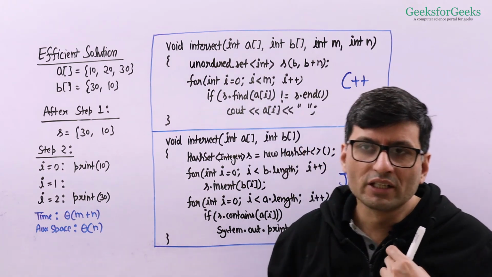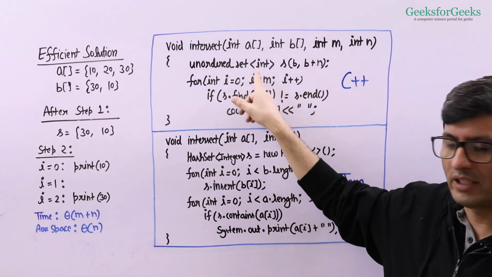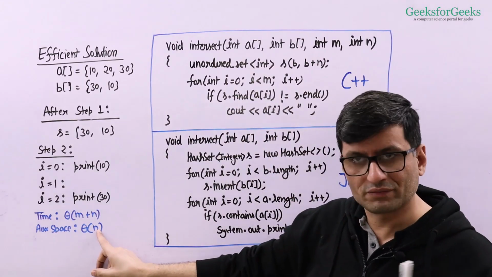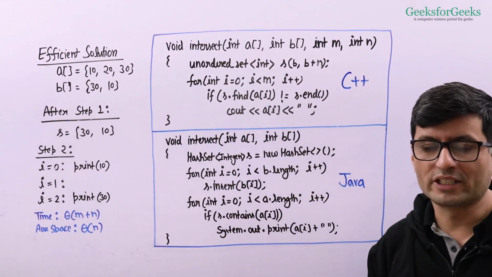What is the auxiliary space? We are creating a hash table and inserting n elements of an array. So auxiliary space is clearly theta n.